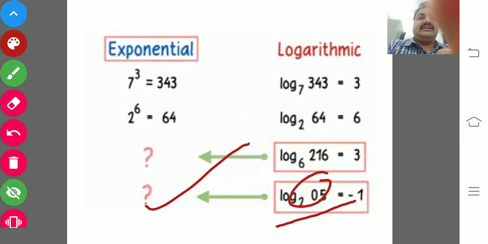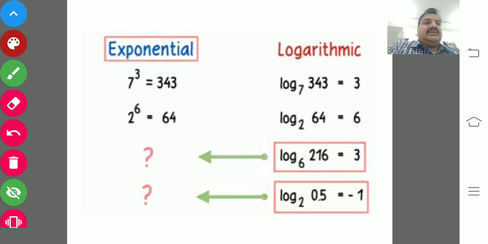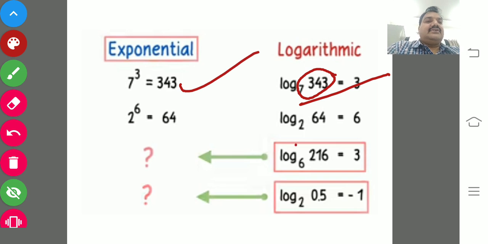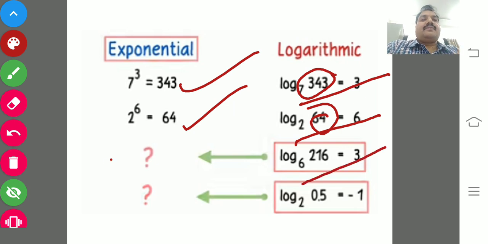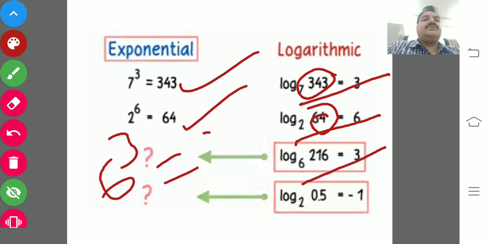Here the question is, 7 power 3 equal to 343, I have written. 2 power 6 equal to 64, I have written. And here you just write 6 cube equal to 216, the third one.